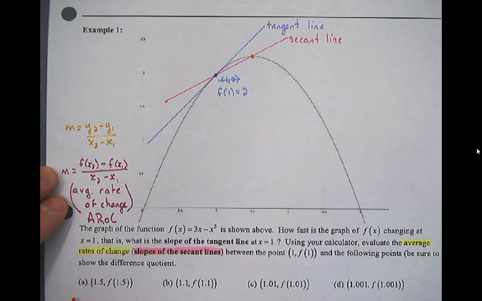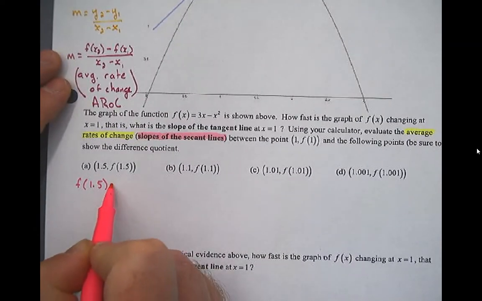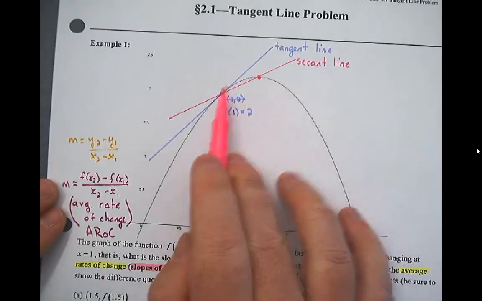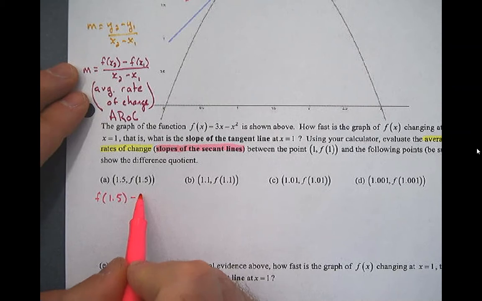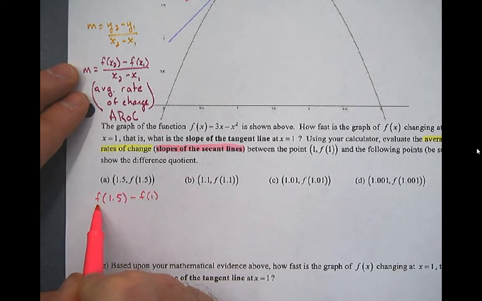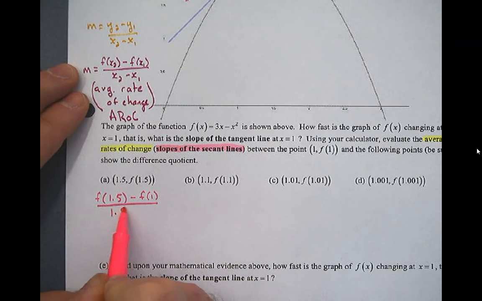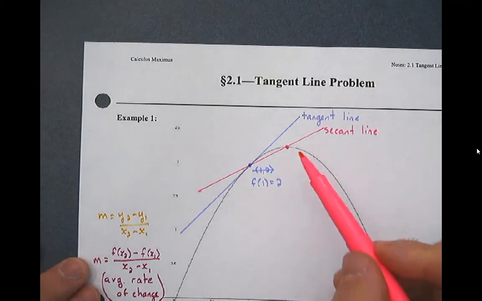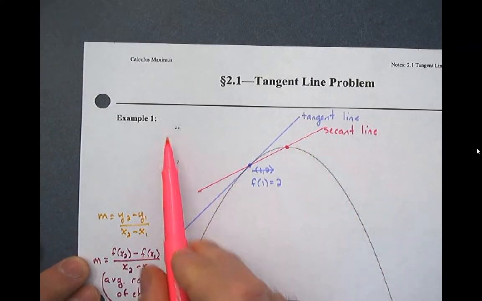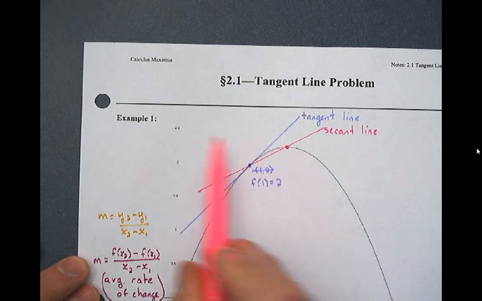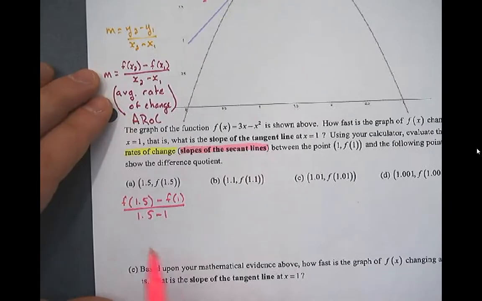So that would be f of 1.5 subtract. So I'd go from the further point back to the original point. F of 1 over 1.5 minus 1. Okay, what do you think that is? It's not 2.5, probably 2.25, let's say. It's halfway up there. So this would be 2.25 for my y value, my function value, sorry.